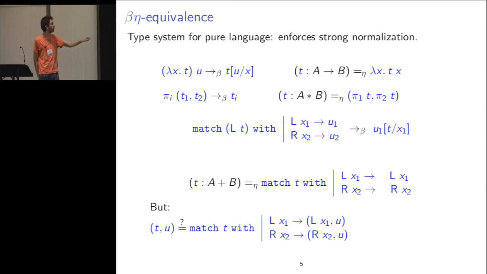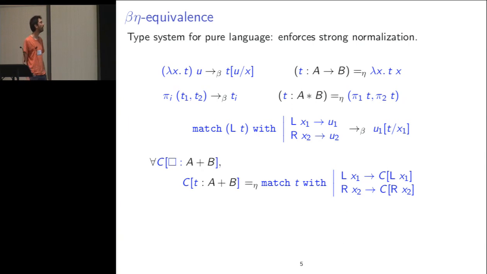The pair t u, when t is a sum, is the same as matching on t, and then having the pair left u or right u. And the problem with the weak rule is that t has to appear at the top level, while here it appears under some context, C, which is pair of the hole and u. To get the strong eta rule that allows to prove this equality and all the equalities you want about sums, you just quantify over this context by saying, okay, for any C, C of t is the same as C of left or C of right.